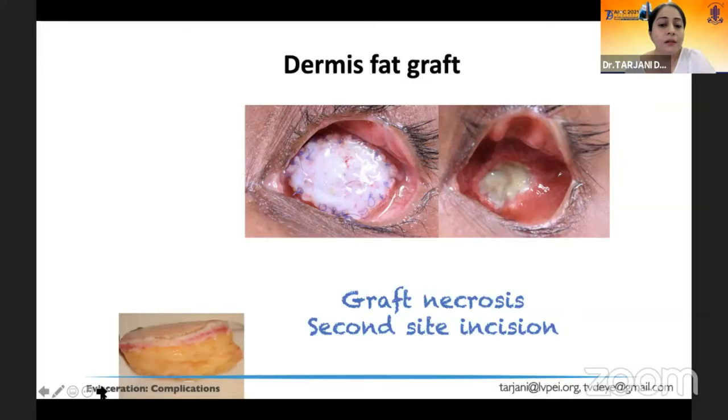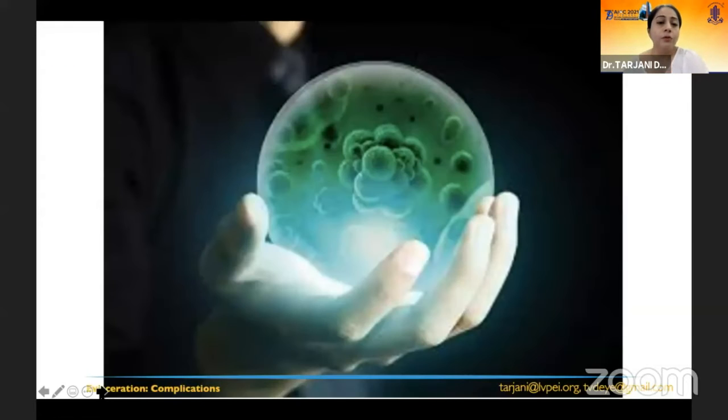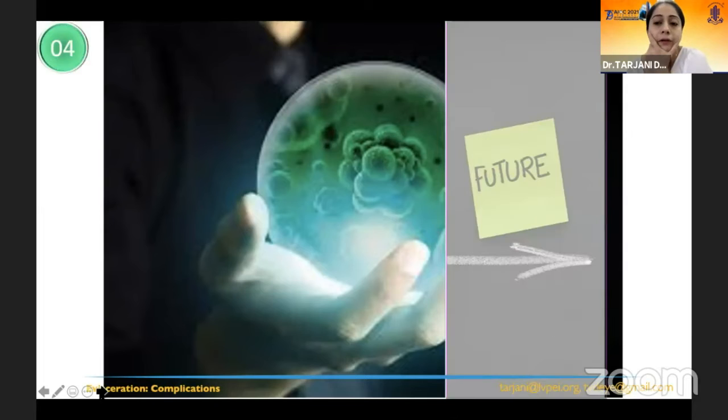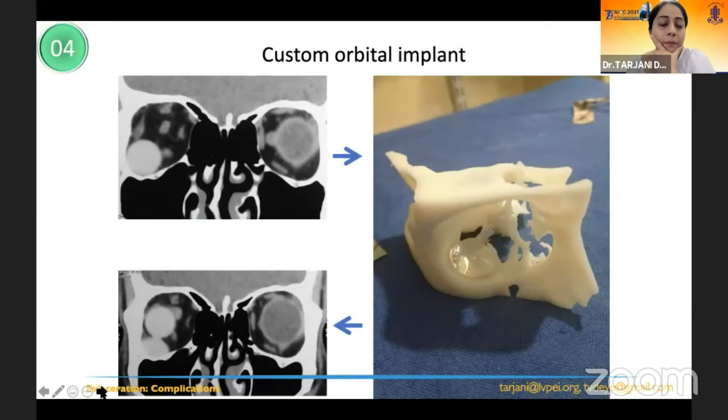So what are the other options? You can either remove the implant and perform a dermis fat graft, but this requires you to make another large incision at another site on the body, which many patients may not be ready for. So what did we do? Crystal gazing into the future, we thought, could we manage this in an innovative way? And that's where we brought in 3D printing to generate customized implants.